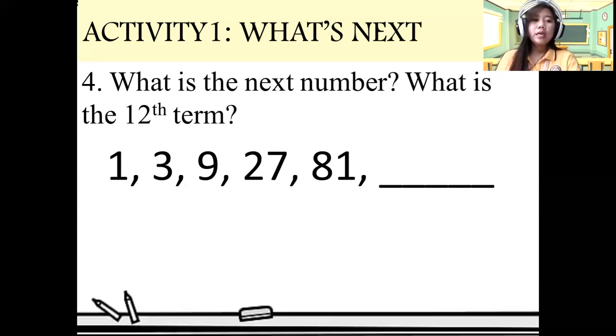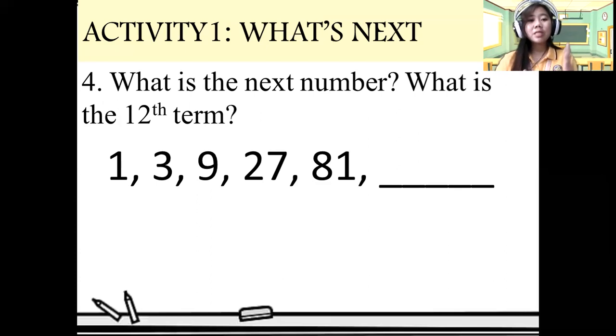So 1, 3, 9, 27, and 81. So what is the pattern here? Okay, so what could it be? Why did it become 81? What could be the next number?